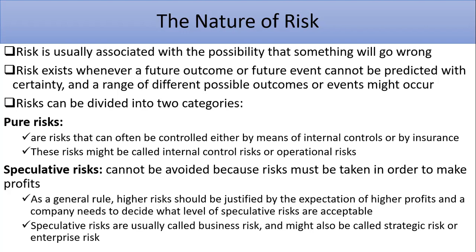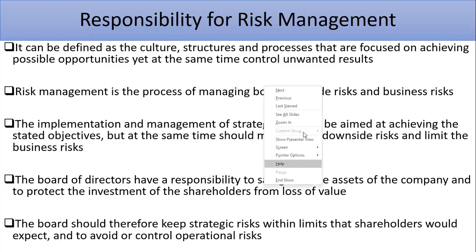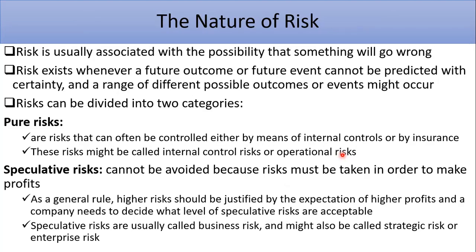Now, generally risk can be divided into two. We have pure risk and speculative risk. Pure risk are risks that can often be controlled, either by means of putting in place internal controls or by taking insurance. Typical examples of pure risk are controlled by establishing internal controls or taking insurance. So you can also call these internal control risk or operational risk.